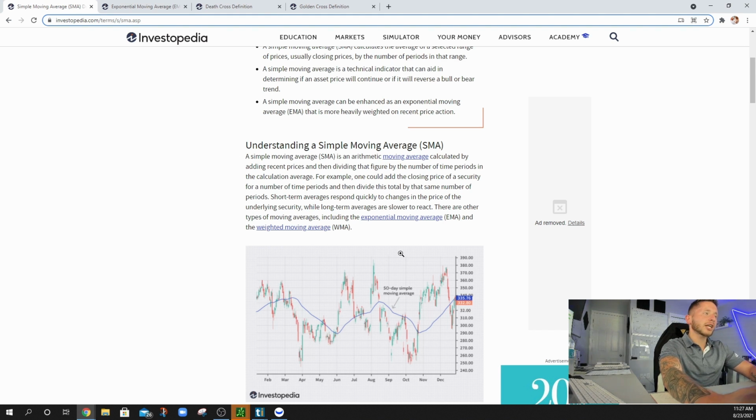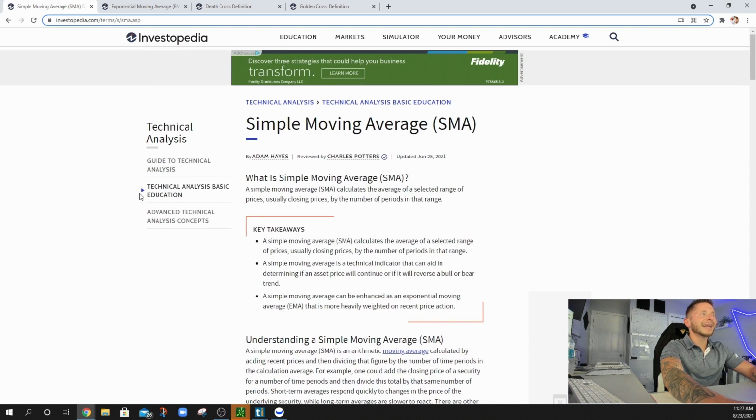Now, there's some extra strategies behind crosses, right? If a 50 crosses the 200 to the downside or to the upside, there's certain terms. You've heard maybe the death cross, the golden cross, etc., right? It gives you an idea of where the market's heading, right? So again, we'll talk about that in a second. So we talked about SMAs.